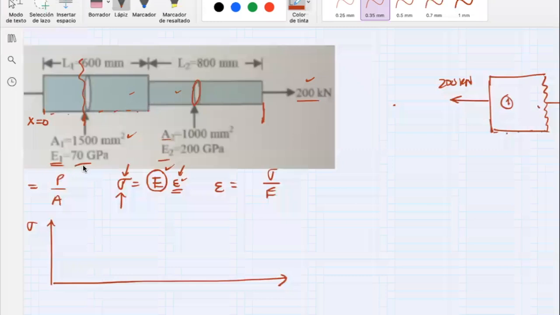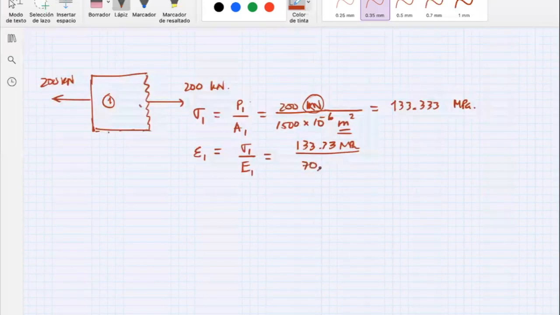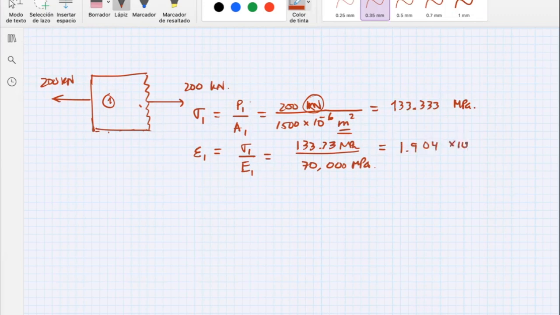So this number is 70,000 megapascals. You can put this one also in gigapascals to see what happens. But okay, so this number is a small number, 1.904 times 10 to the minus 3. It doesn't have units. So that's the strain.